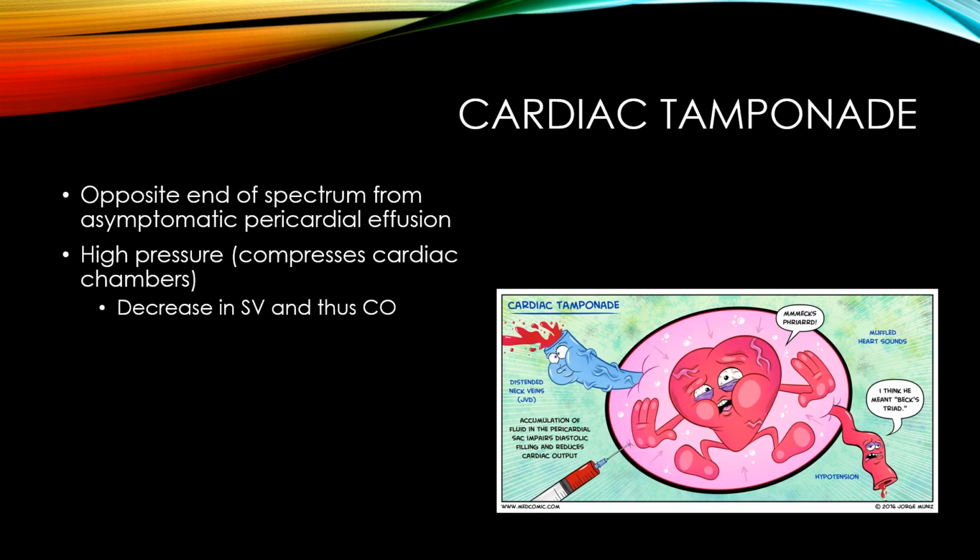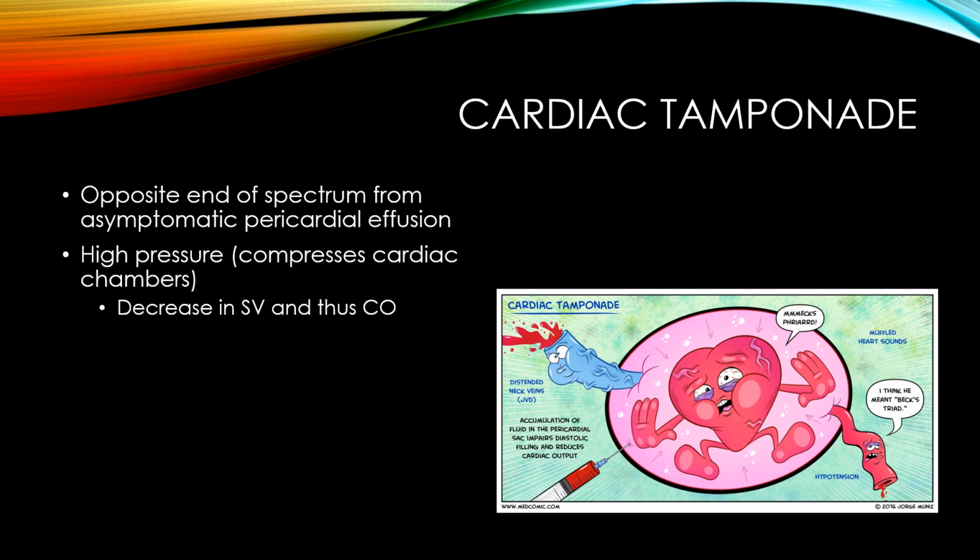If the effusion is large, though, we call this a cardiac tamponade. And again, that's the opposite end of the spectrum from these asymptomatic pericardial effusions, because this is a high enough pressure to compress the cardiac chambers. I mean, you can see in the cartoon here, the heart's being compressed, and here's the pericardium on the outside. It's being compressed, and it's causing the chambers to increase in pressure inside the heart because they're being squeezed from the outside, which means that all through diastole, when the heart's supposed to be filling with blood, it can't really fill up at all because it's being squished.